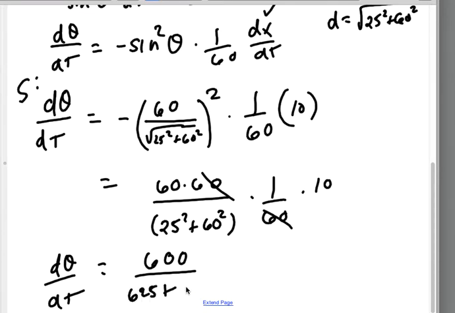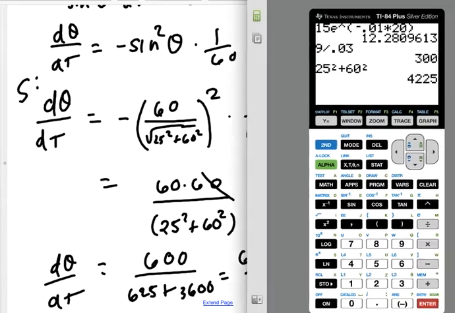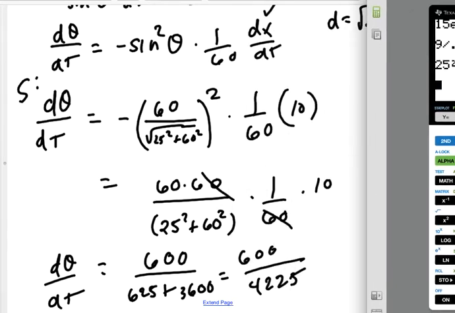Plus 6 squared would be 36, so this is 3600, right? So you should get that this is 600 over 4225, probably. And we can double check that because my brain is tired and I do stupid things sometimes. What was it, 60 squared? Cool. Hey, there we go. All right. So great. You can simplify it if you want.